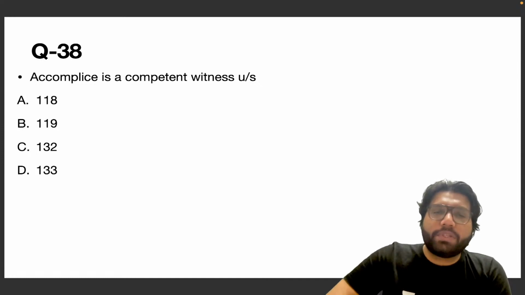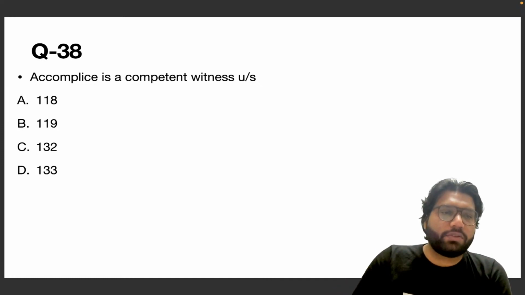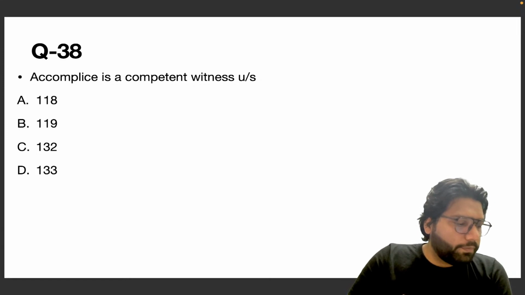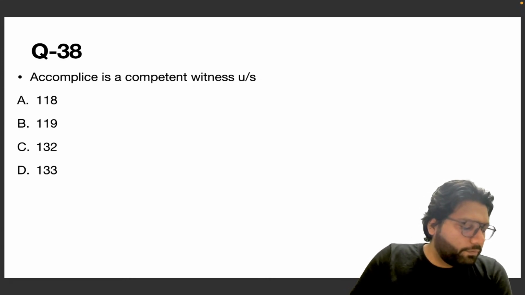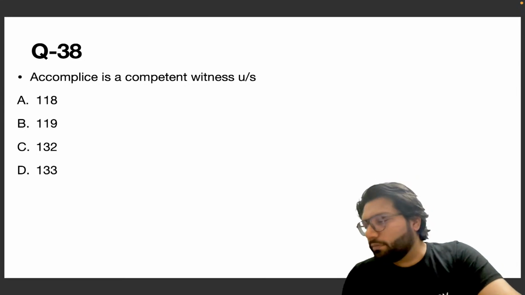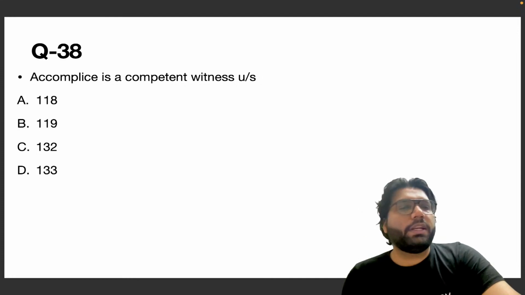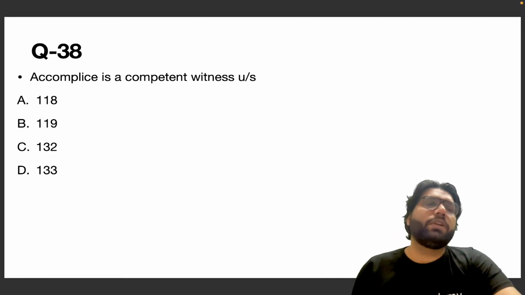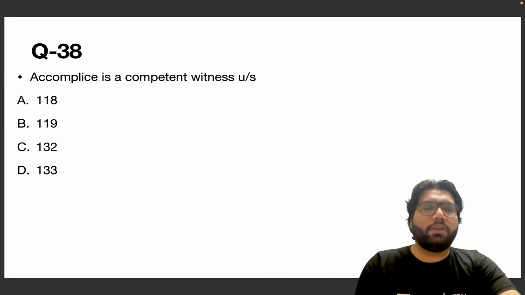Accomplice is a competent witness under section. First one to answer, Sapna, followed by Lord Grace and Anil Dikshit. D is the correct answer, students. Section number 133.